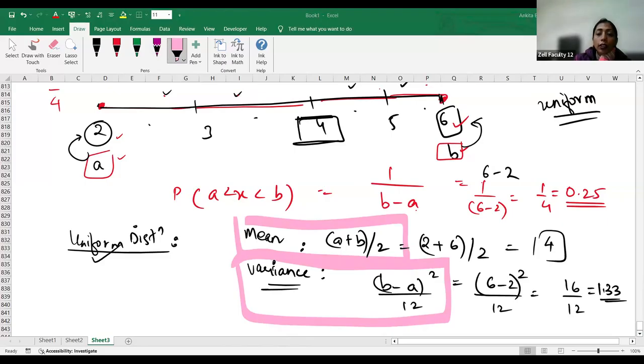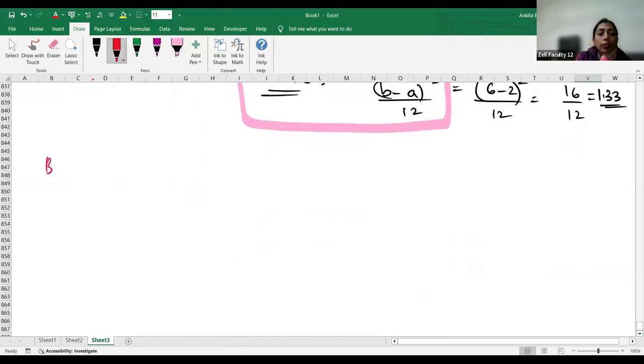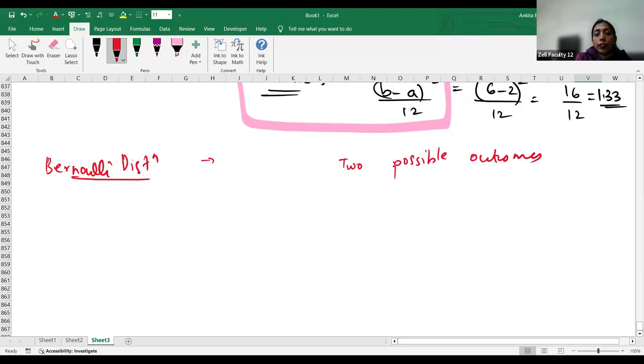Now we are talking about another distribution, and that distribution is known as the Bernoulli distribution. Bernoulli distribution is a distribution which says that you can have only two possible outcomes. That means you could have a success or you could have a failure. So basically two possible outcomes.